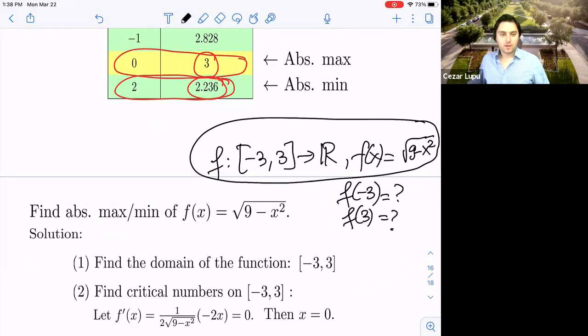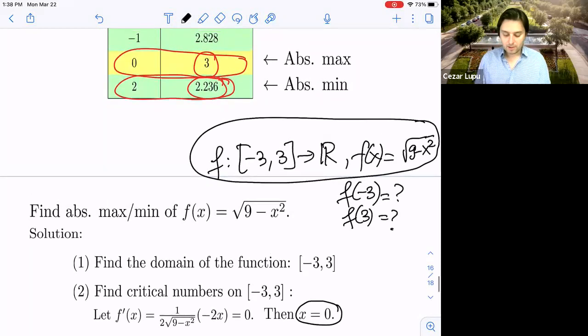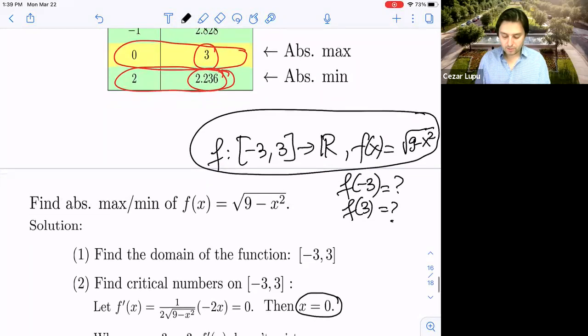Right? So again, we'll get by computing the derivative of f, which is 1/2 square root of 9 minus x squared times the derivative of 9 minus x squared, which is -2x, by the chain rule. We'll obtain that this is 0, x is 0, right? From this, because the bottom is different than 0, the only option we have is that the numerator is 0. So x is 0.